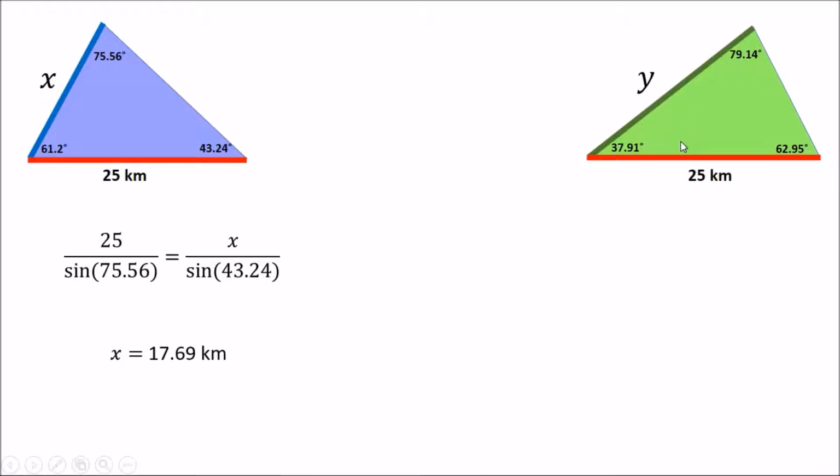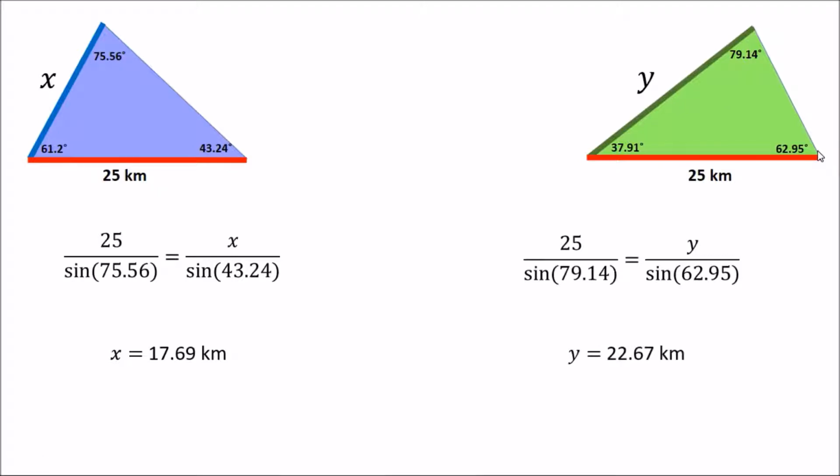Very similar over here, we're going to set up our sine rule with these two numbers. 25 over sine 79.14 equals y over sine of 62.95. Solving for y will give us 22.67 kilometers.